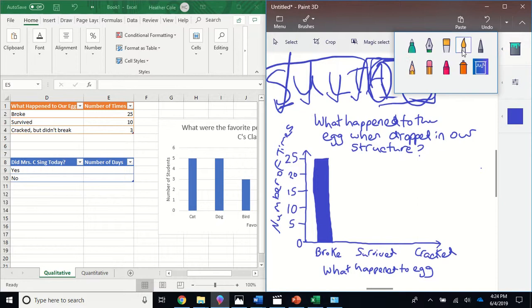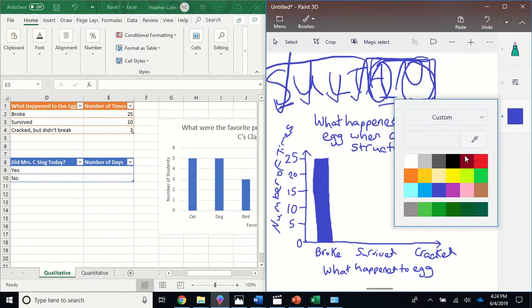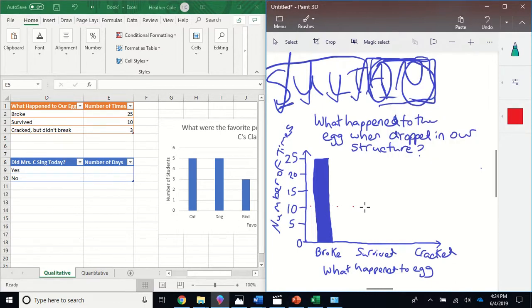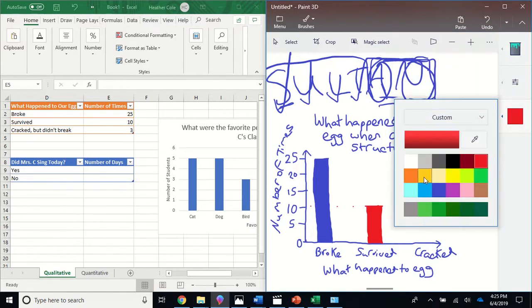Then I'm going to find my next piece of information, and I'm going to switch colors because it's fun. The number of eggs that survived was 10. So I'm going to go up to 10. If I go across, you don't need to draw these little lines, but sometimes it helps to use a ruler to find across where you should line up. And then I'm going to, again, fill in my tower since it goes up to 10, since there were 10 times the egg survived.